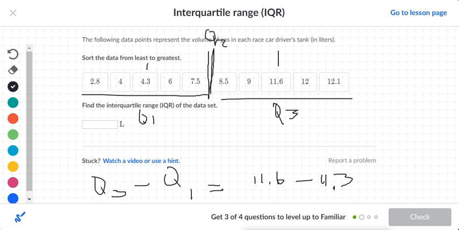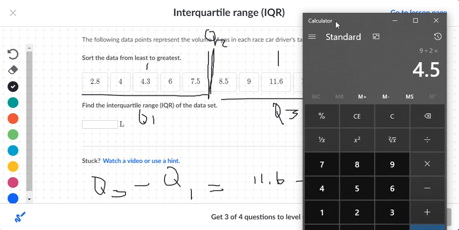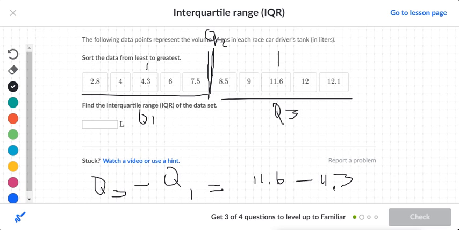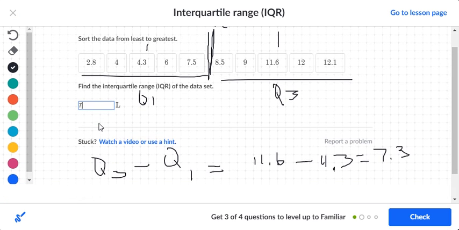So we have 11.6. So let's clear this. So we have 11.6 and we're subtracting 4.3. And press equal. So our answer is going to be 7.3. So let's check this. Let's go 7.3.